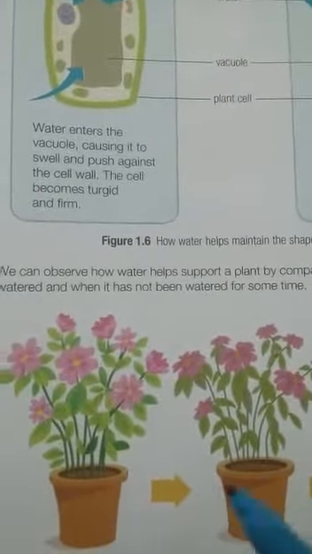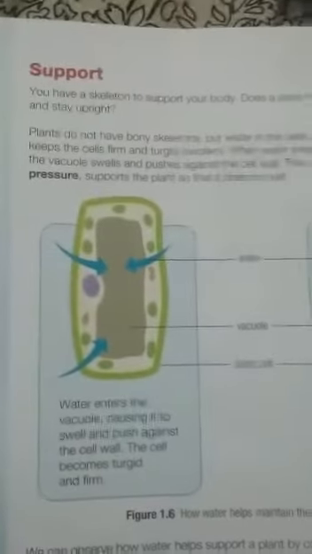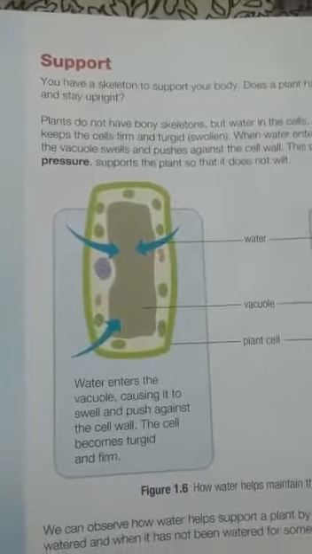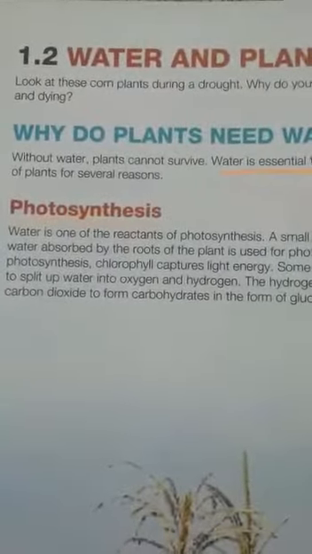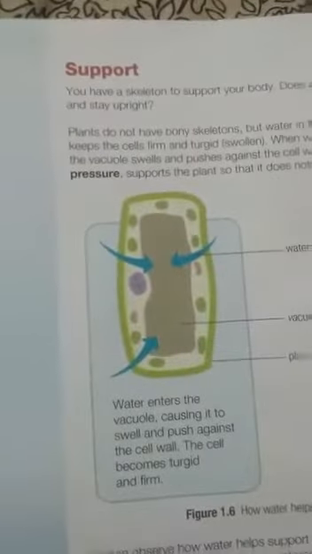So these are the two uses of water for the plant body. Water provides use as a raw material in photosynthesis, and water provides support as well.